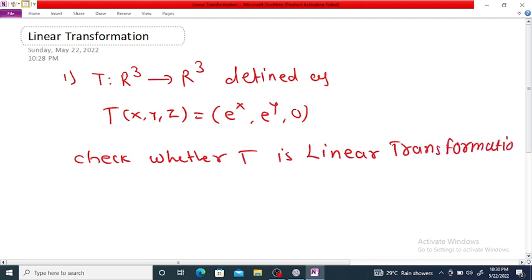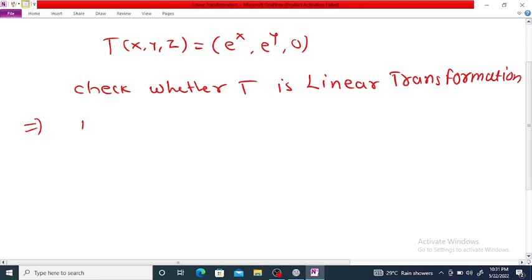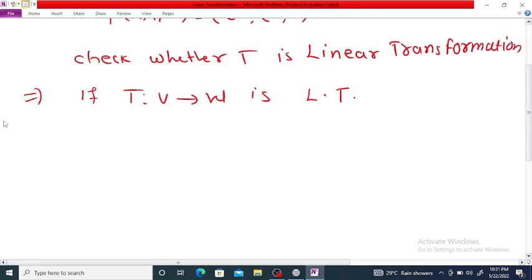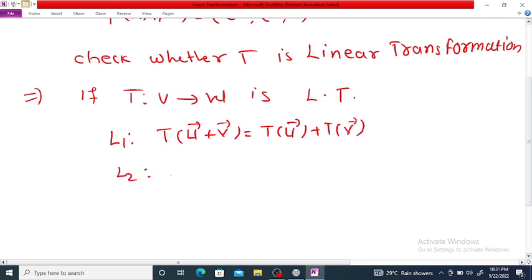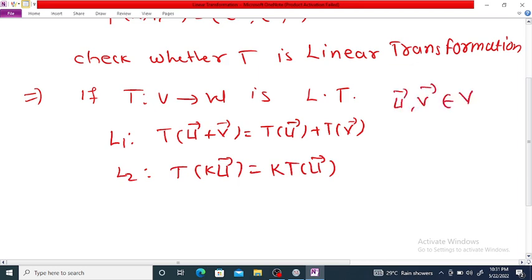We can say that if T is a mapping from V to W, then T is said to be a linear transformation if it satisfies, first, T of u bar plus v bar is equal to T of u bar plus T of v bar, and second, T of k u bar is equal to k times T of u bar, where u bar and v bar are vectors from vector space V.